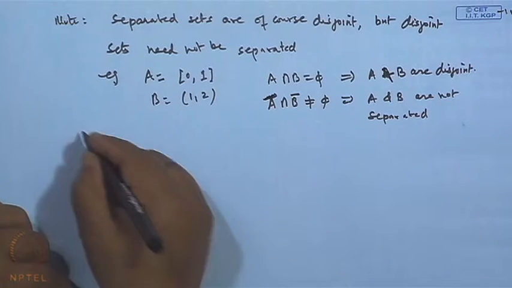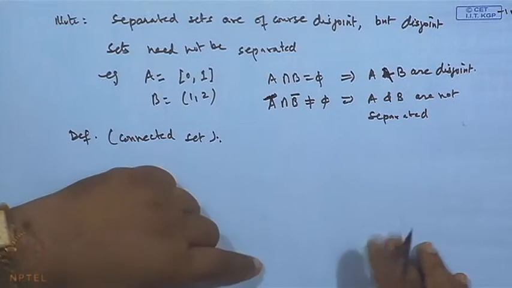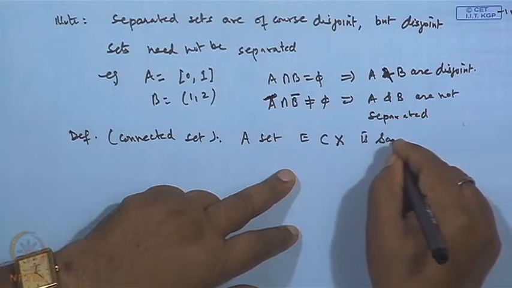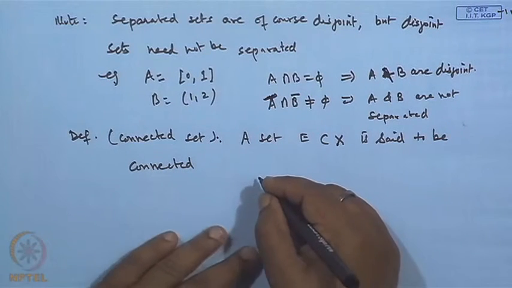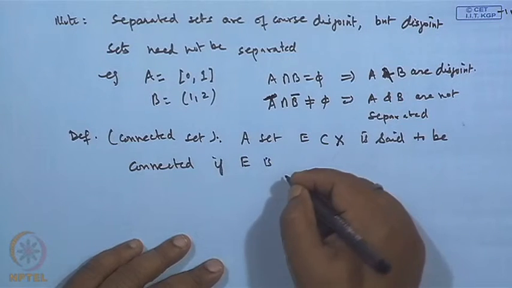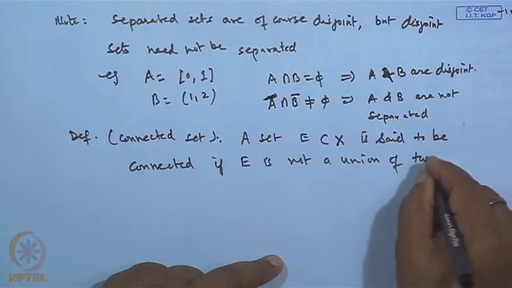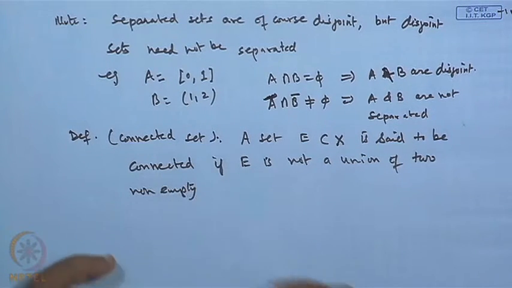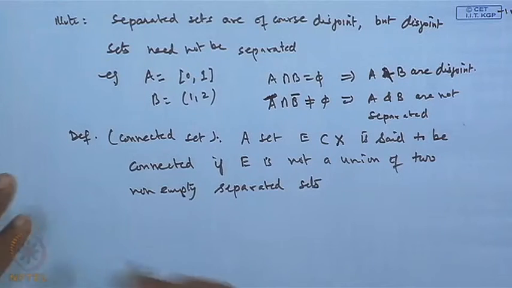Now, we define the connected set. A set E which is a subset of X is said to be connected if E is not a union of two non-empty separated sets. Okay.